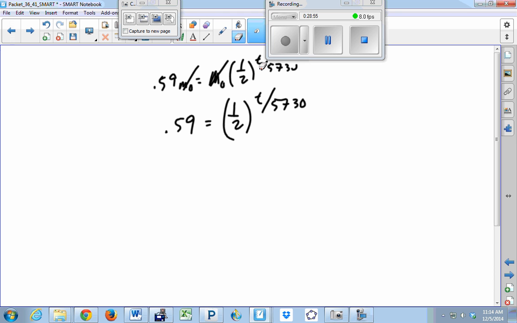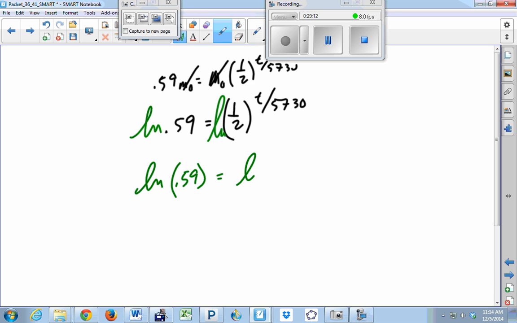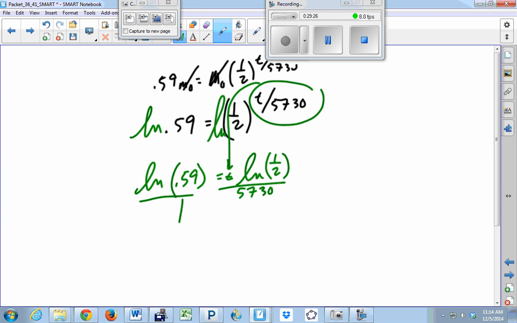And now I still have to solve for T, so I have to use one of my log properties to bring T down. I can either take the common log of both sides, or the natural log. So I'm just going to use the natural log. My left side is the natural log of 0.59 equals the natural log of 1/2, and this whole thing just comes right down in front. So it's T over 5730. So that's just a proportion, folks.